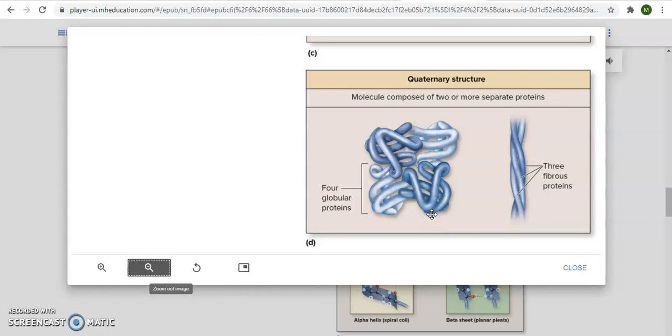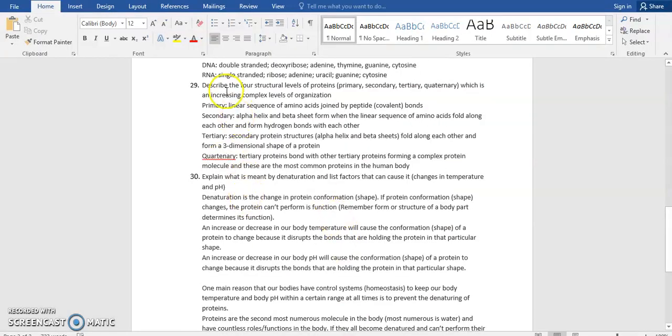So that whole form determines function that we talked about in chapter 1. A body part or a molecule in the body has to be the right shape for it to carry out its function. We have these proteins that are the same way. They have to maintain that shape so they can carry out their function. Okay, so back to our objectives. We went over the levels of protein organization.